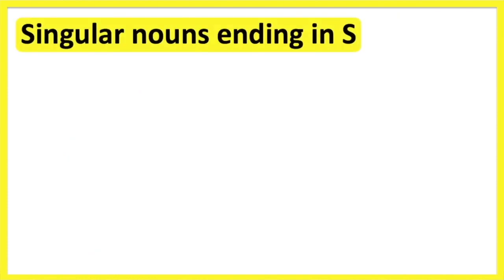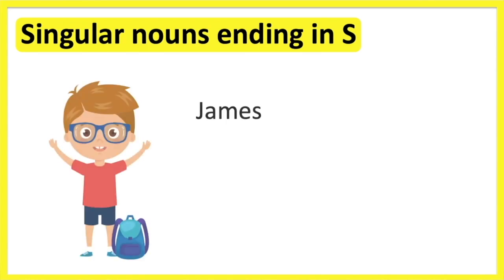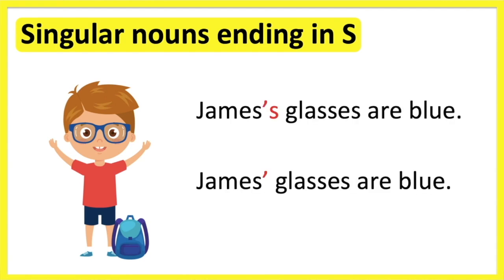Singular nouns ending in S. The rule for singular nouns ending in the letter S is to either add an apostrophe followed by the letter S or just an apostrophe. So it's your choice. Both are correct. For example, James is a singular noun that ends in the letter S. When talking about something that belongs to James, we can either show possession by adding apostrophe S or just an apostrophe, like this. James's glasses are blue.